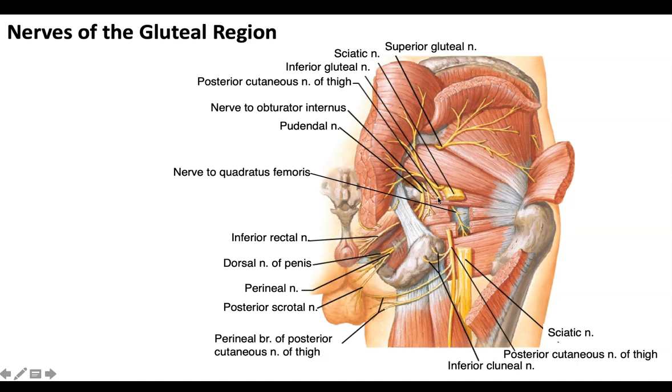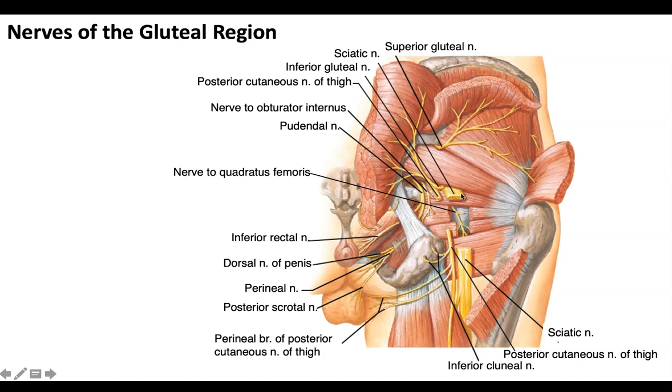It also enters into the gluteal region through the greater sciatic foramen, inferior to the piriformis muscle. The most lateral nerve of all these nerves is the sciatic nerve. The sciatic nerve arises as a continuation of the sacral plexus. It leaves the pelvic cavity through the greater sciatic foramen. This is the most lateral structure, and you will see that it enters into the gluteal region most laterally, inferior to the piriformis.